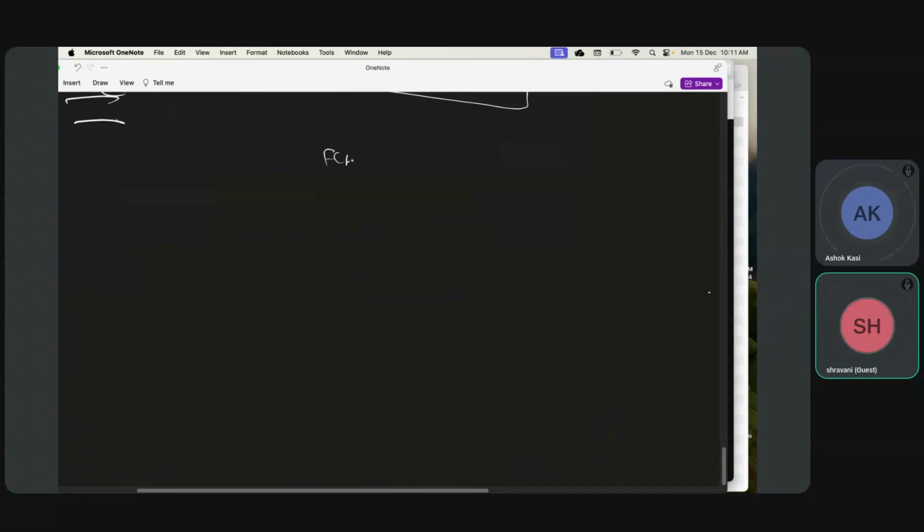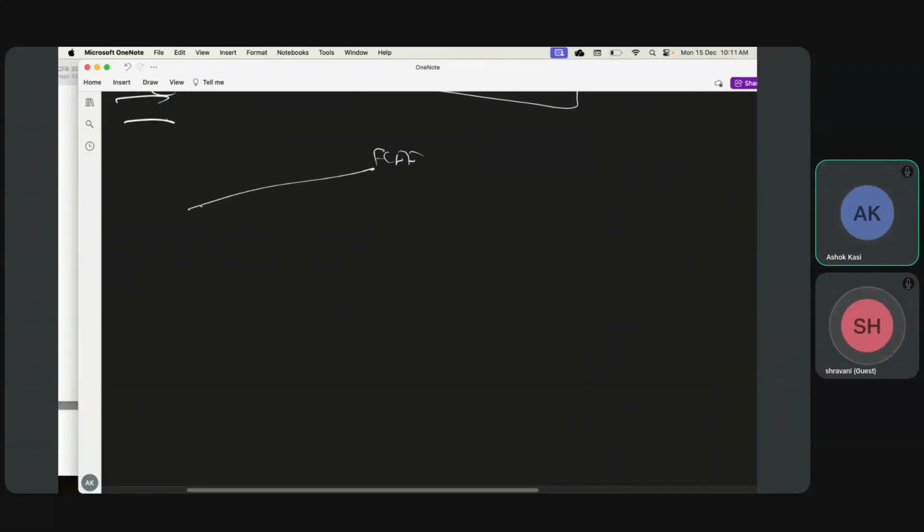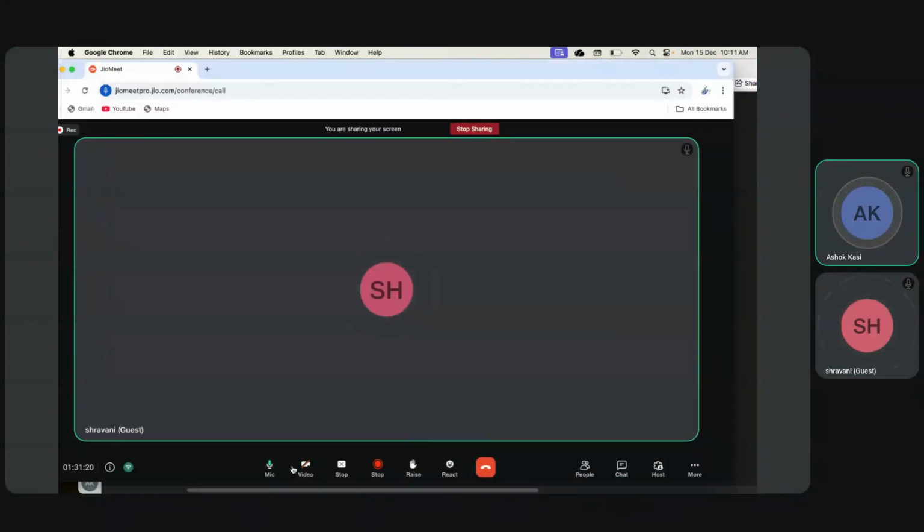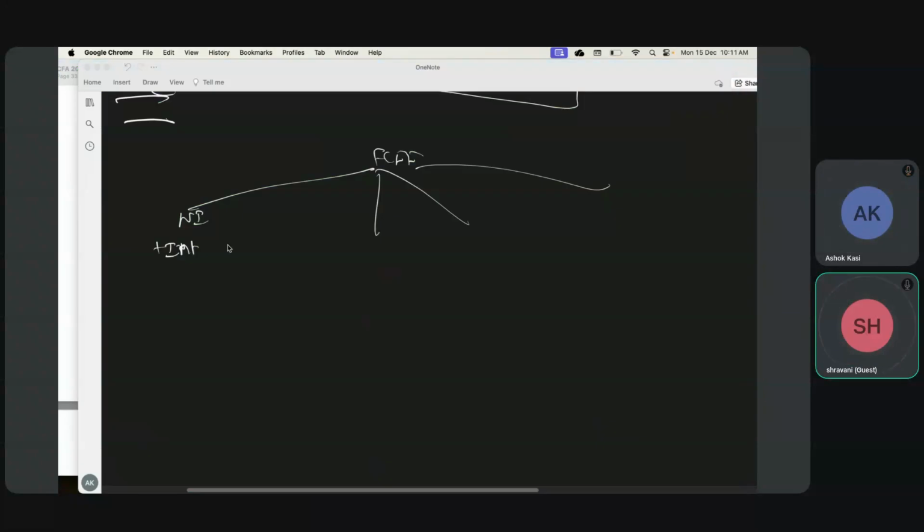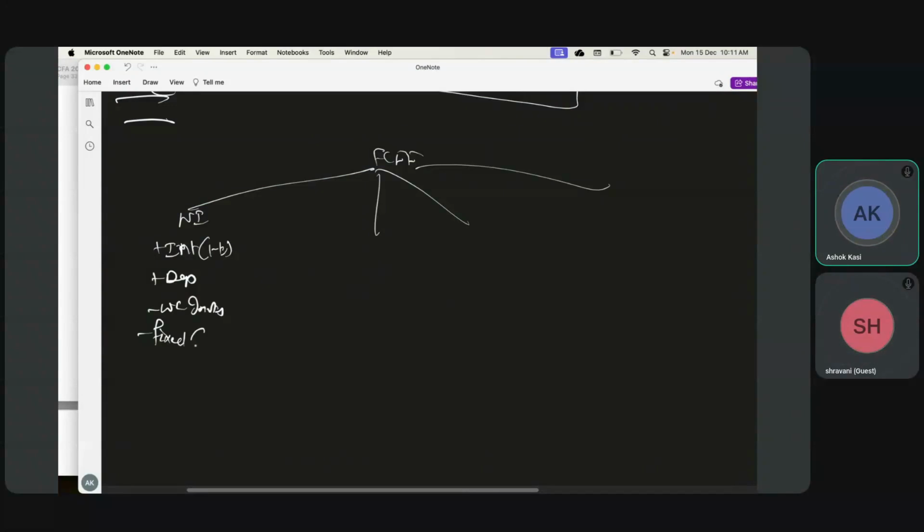See, first of all, free cash flow to the firm. So there are 4 ways here. Net income plus interest into 1 minus tax, then plus depreciation minus working capital investments minus fixed capital investments will give you free cash flow to the firm. Okay.